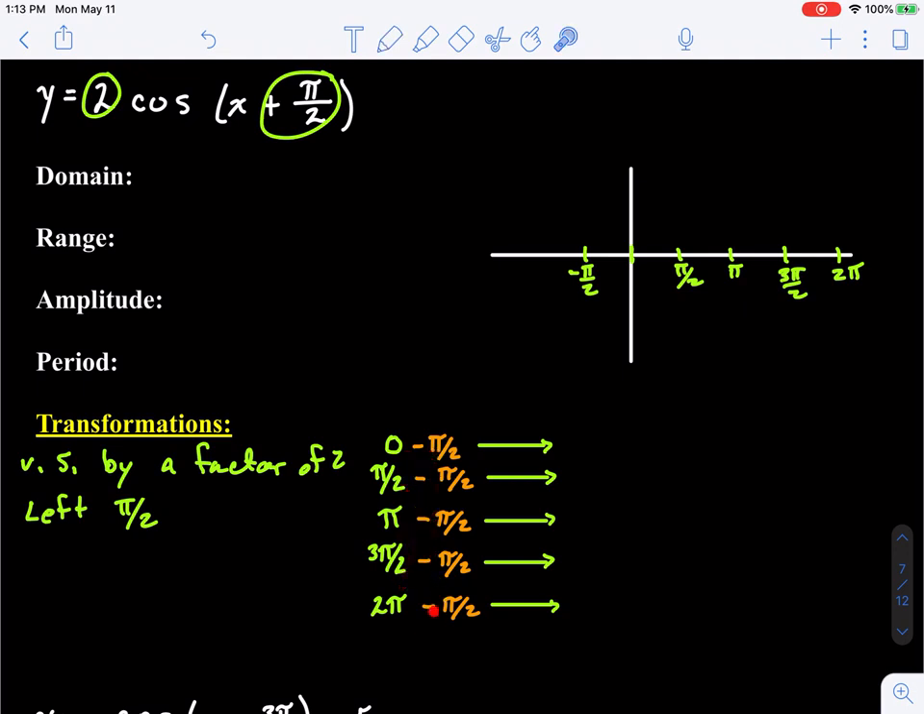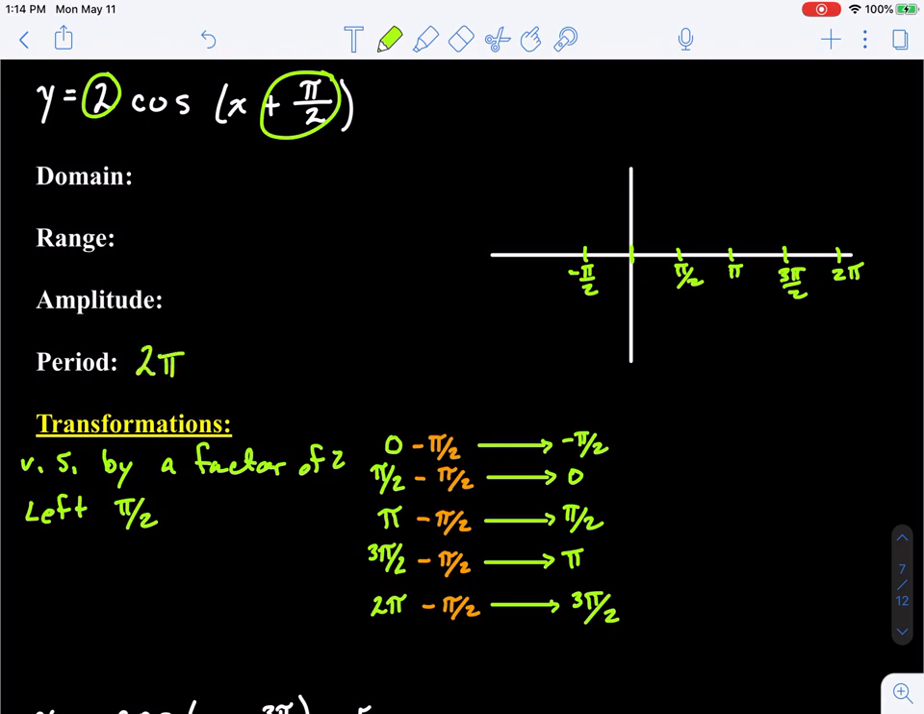I can just subtract pi over 2 from each of those normal values, which gives you negative pi over 2, which is this point right here. And then we have 0, and then positive pi over 2, pi, and 3 pi over 2. So our graph is going to start over here at negative pi over 2, and it's going to go to 3 pi over 2 for one cycle. That distance is still 2 pi.